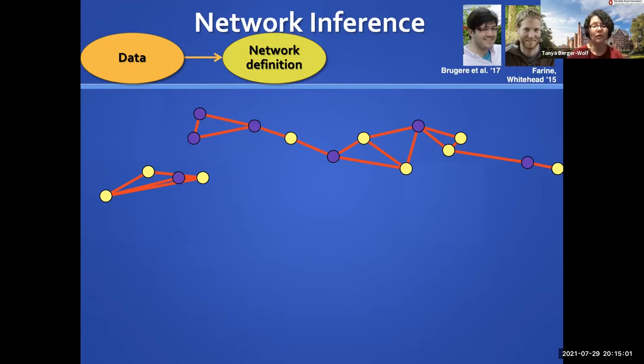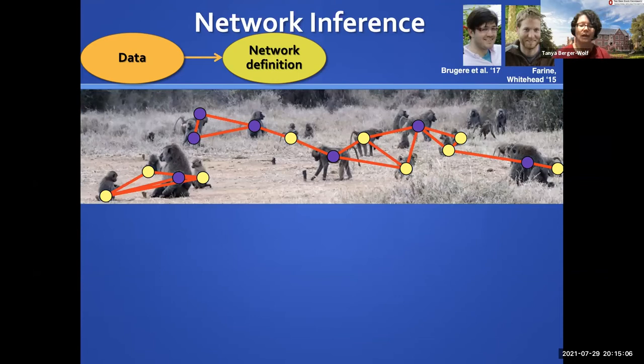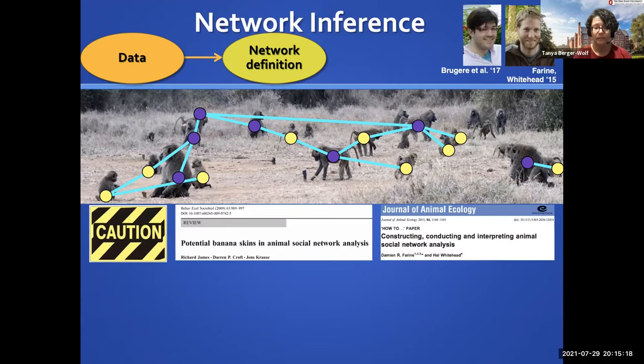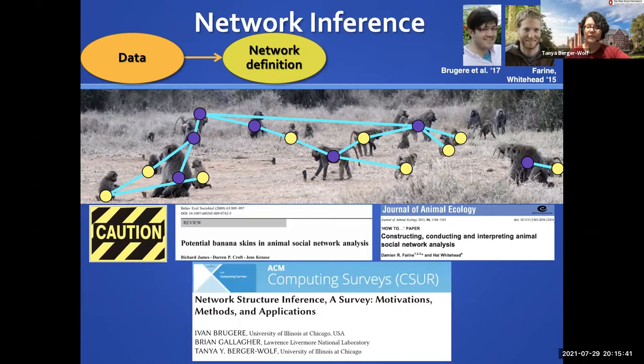And then when we get into the networks of friendships, the networks of reciprocal grooming, there are many options. Depending on the definition, we're going to get very, very different networks, and the inference that we get out of it is really drastically different. There's a lot of danger that comes with different definitions of networks. Biologists have written a lot about it. There's been work in inferring human networks and the banana skins that come with that as well. And going beyond social networks, there's been a variety of ways of inferring networks from data.